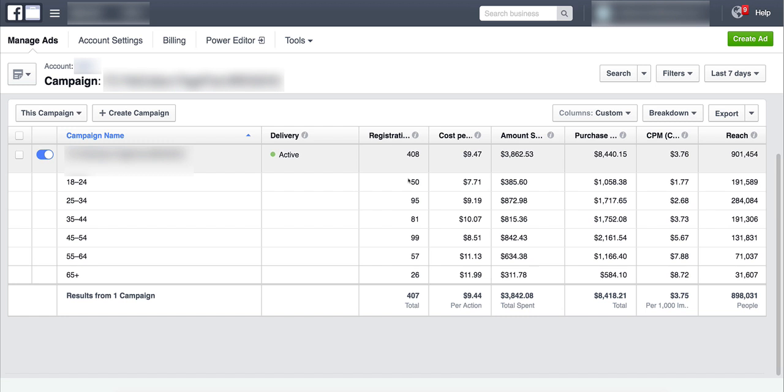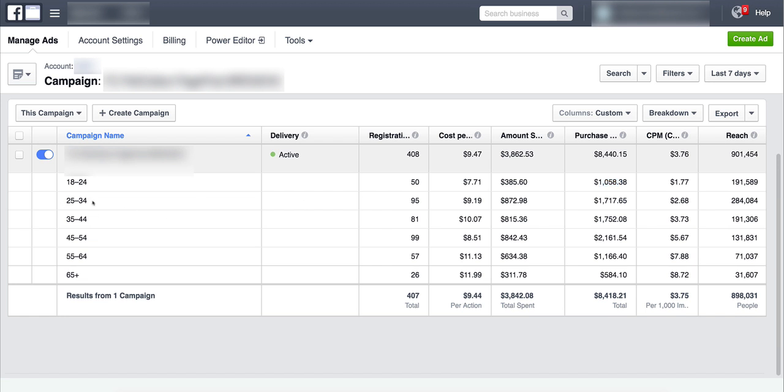All right, over here in this column, we have how many sales we've generated. In this column, we have our cost per conversion. And in this column, we have money spent. And in this column, money made, okay? So check this out. 18 to 24-year-olds, crushing it, okay? We're spending $7.71 to generate a sale. We have spent $385 to generate $1,000. So really great ROI here.